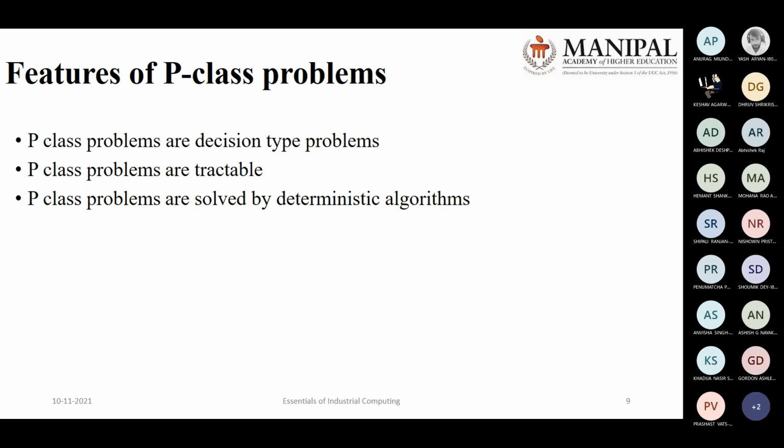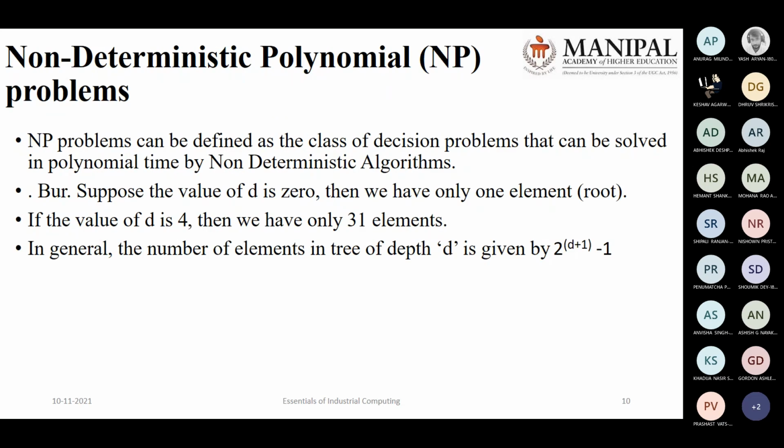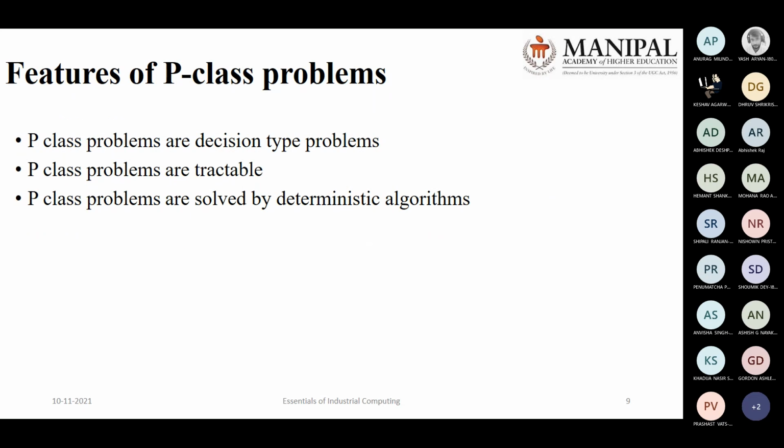And P-class problems are, of course, tractable. They can be solved by a polynomial time algorithm. That is why we call them tractable. And P-class problems are solved by deterministic algorithms. Deterministic and non-deterministic algorithms you will learn later in this chapter. But as of now, understand that P-class problems are deterministic, whereas intractable problems are non-deterministic, also called NP problems.